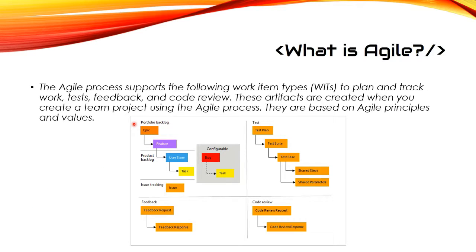Alright, so for Agile, for the portfolio backlog, we have the epic, followed by a feature. Within the product backlog, we have a user story and subsequent tasks. Also within the product backlog, we have a bug with subsequent tasks. All the issues are tracked by an issue. For the test plan, we have a test suite beneath our test plan, a test case beneath our test suite, and shared steps and shared parameters underneath our test case. For feedback, we have a feedback request and a feedback response. For code review, we have a code review request and a code review response.